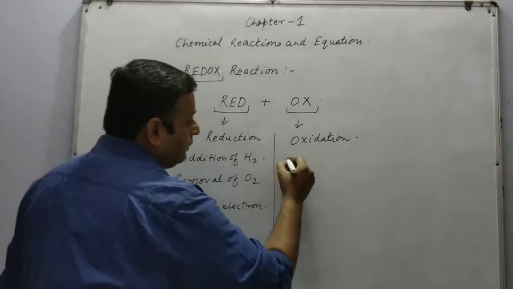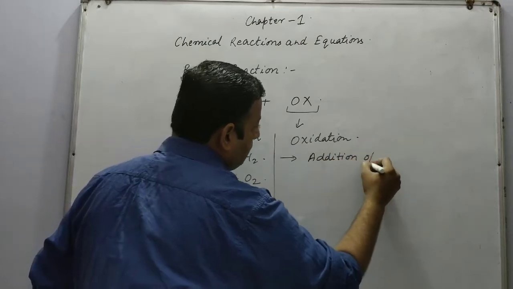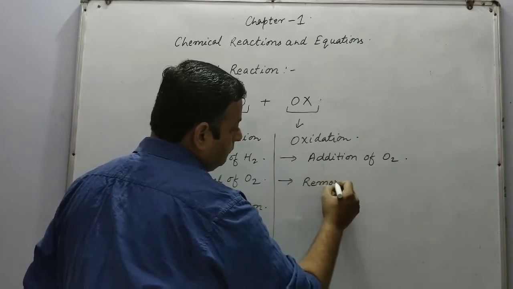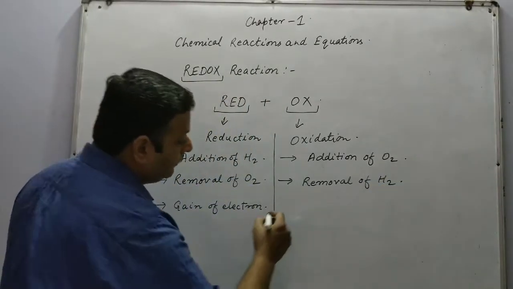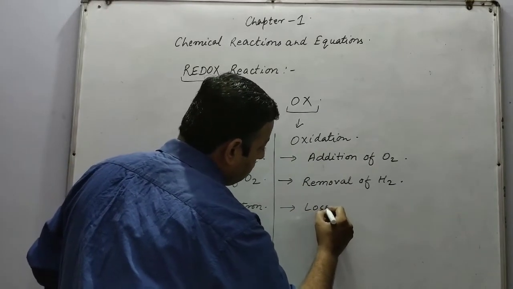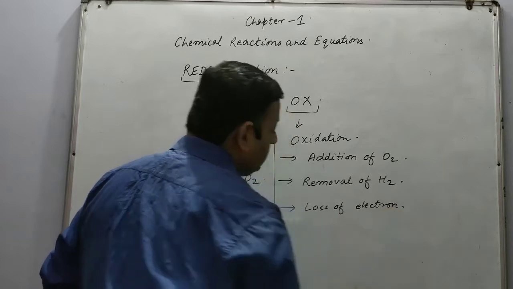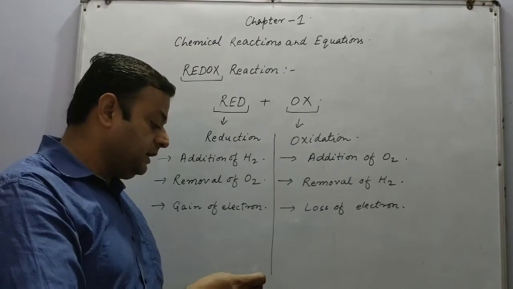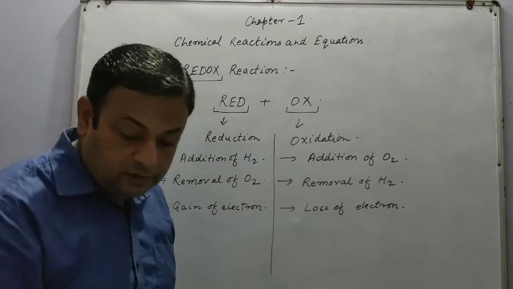Similarly, in case of oxidation, addition of oxygen or removal of hydrogen or there is a loss of electron. So these are the conditions required for reduction as well as oxidation. Now let us consider some examples on reduction and oxidation.